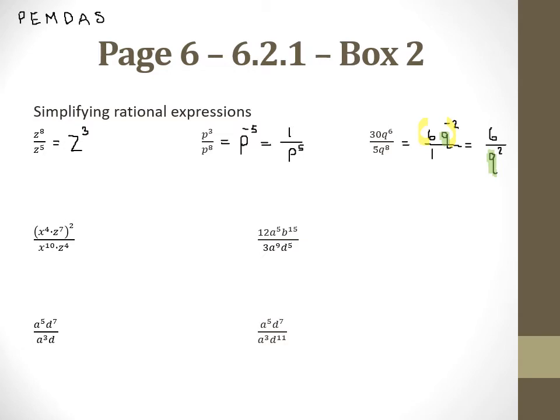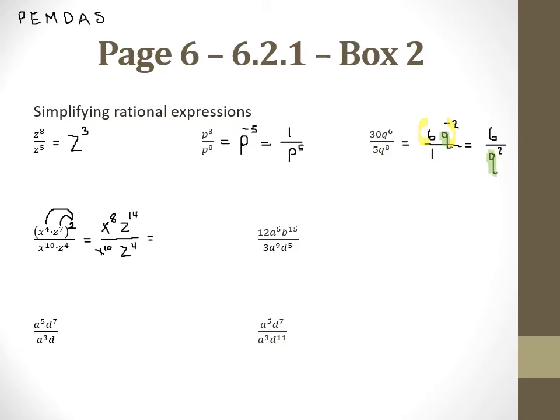Now let's move on to some that are a little bit more complicated. In this first one, we do have some parentheses to the power of 2. So we need to simplify our parentheses with the exponent before we deal with multiplication and division. The rule is that we have a power of a power, and when that happens, you multiply the exponents together. So we're going to do 2 times 4 and 2 times 7. So that gives us x to the power of 8 and z to the power of 14, all divided by x to the 10th and z to the fourth.